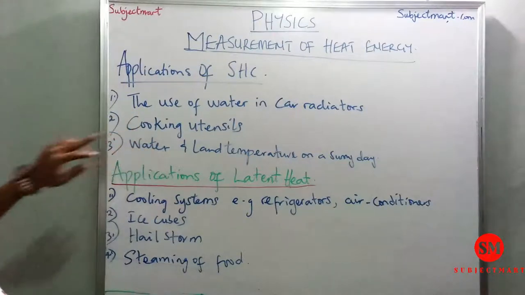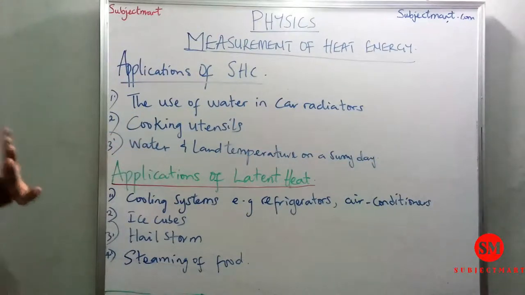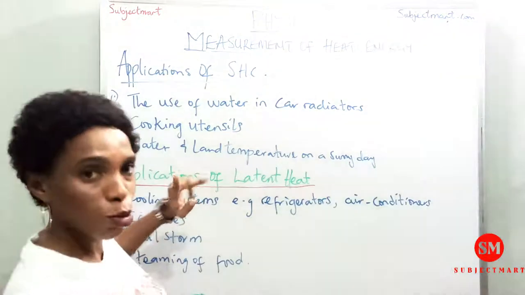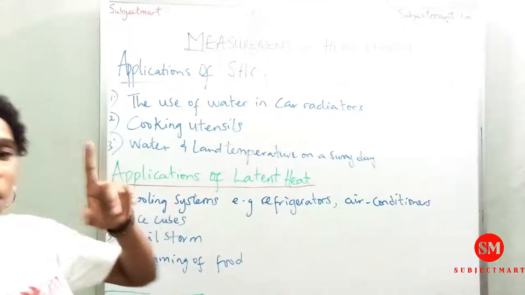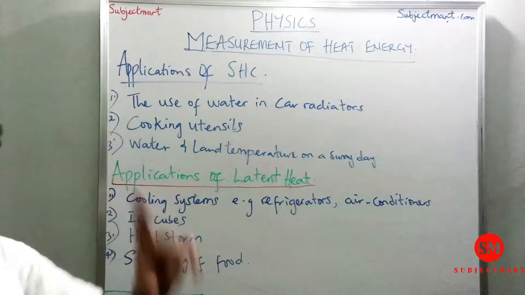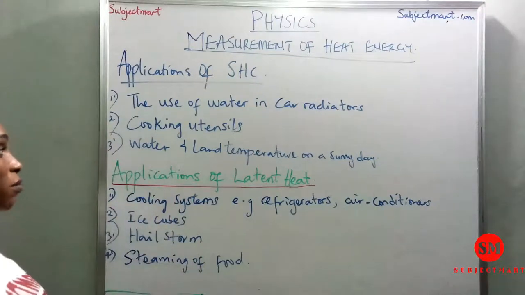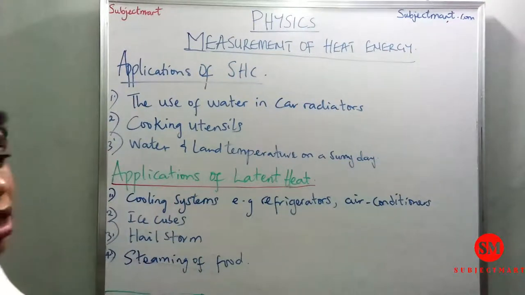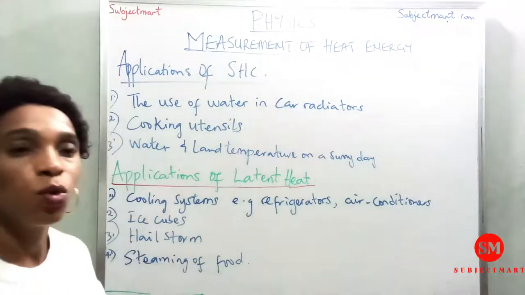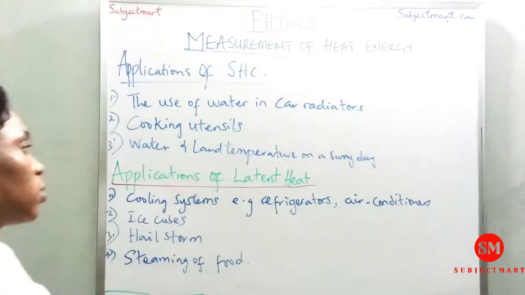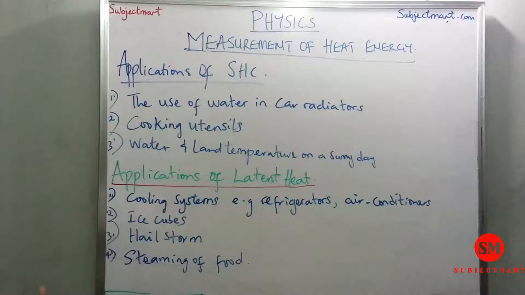Because it has a very high specific heat capacity of 4,200 joules per kilogram. 1 kilogram of water has 4,200 joules of it. So you can imagine, that's why water can actually absorb, can actually take in, and withstand it without it getting hot. Now, the second one is application of latent heat.